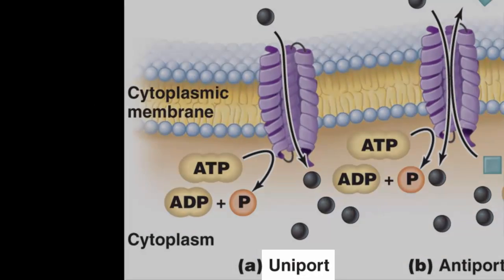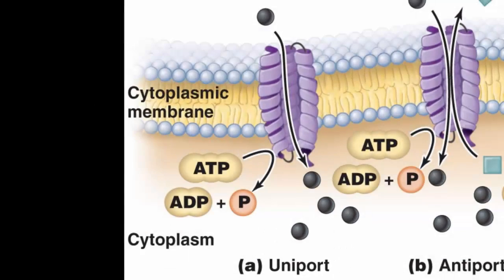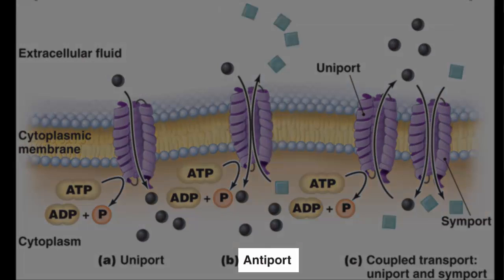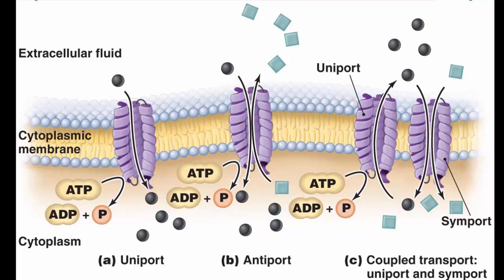In a uniport system, we are transporting a solute from low concentration to high using a carrier molecule and ATP. We only go in one direction, uni. An antiport is where we're going to have one substance going from low to high and another substance doing the same thing in the opposite direction. Again, we're going to use ATP. A really good example of an antiport system in our bodies is the sodium-potassium pump that will pump sodium out while bringing potassium in.